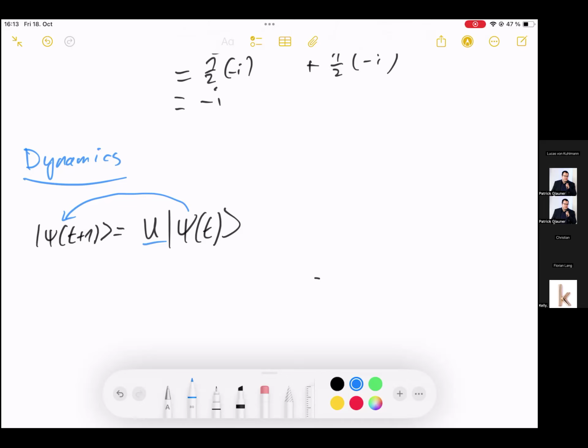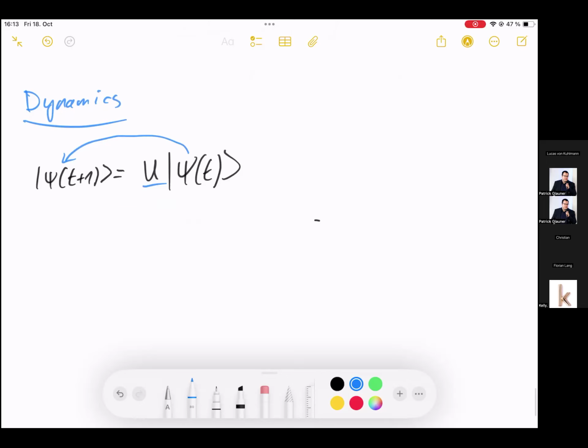Now, we could try to write this not just with one U, but with multiple U's. For example, we have our state psi ket, and we multiply it with matrix U1. And I'll get something U1 times psi ket.